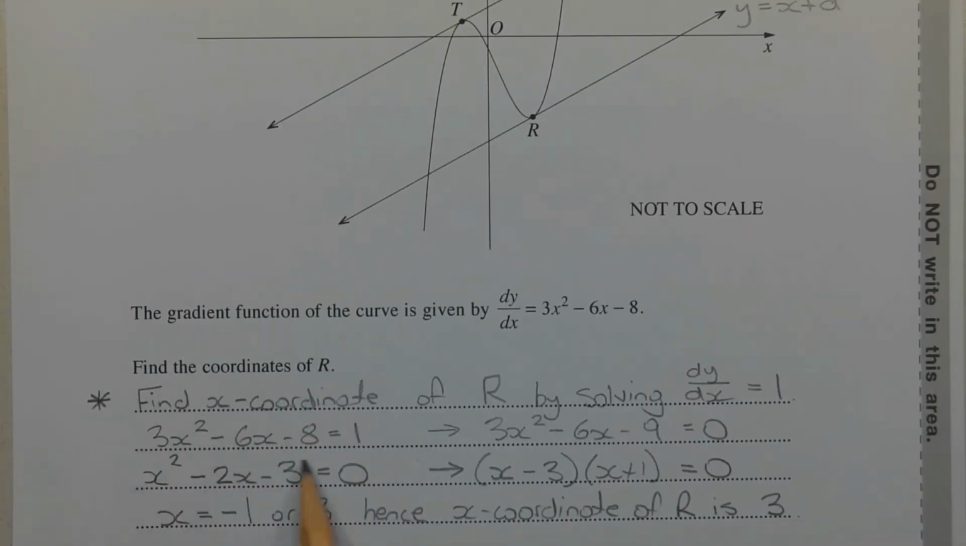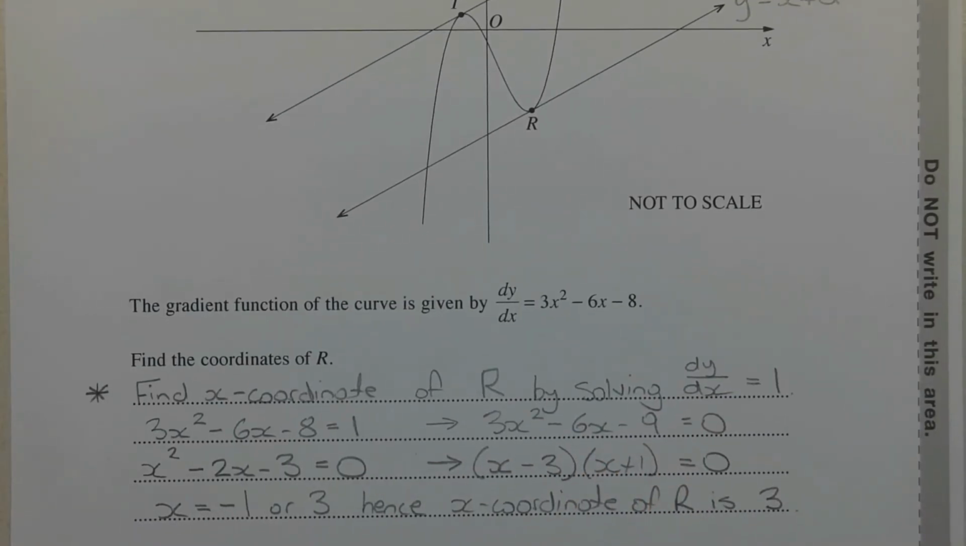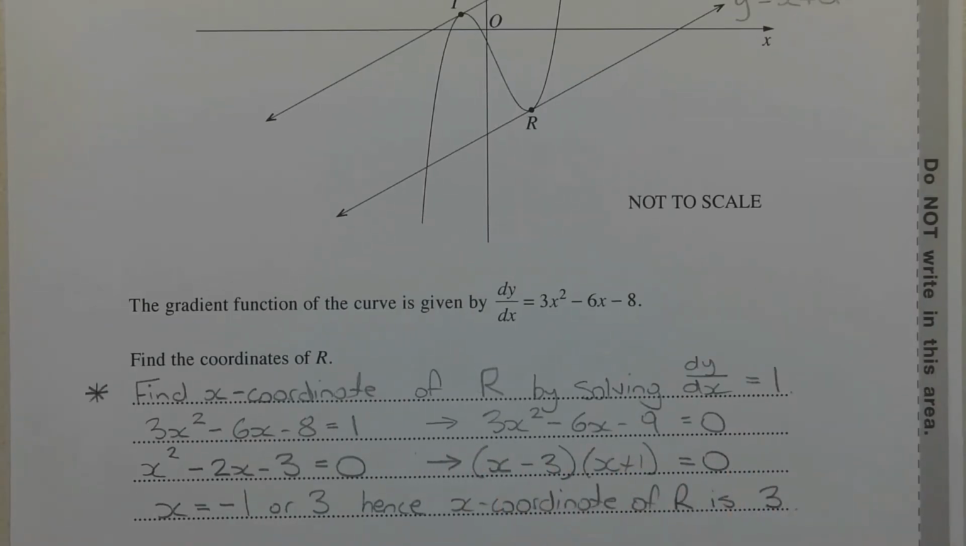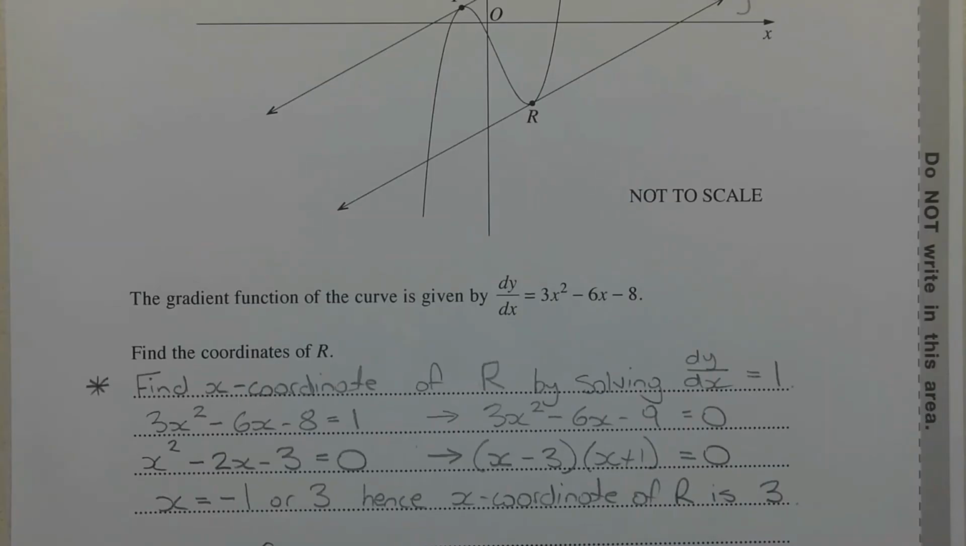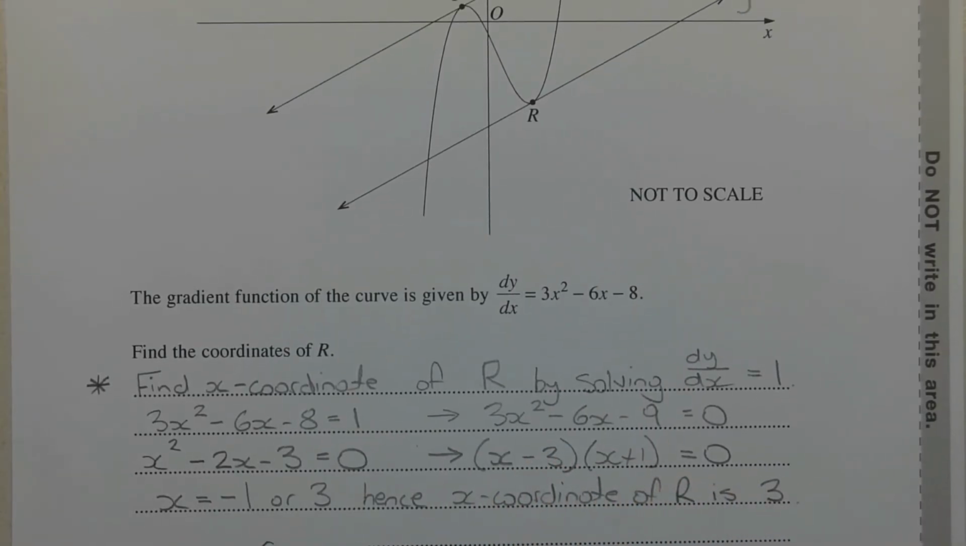So we have a quadratic equation. Let's clean that up by moving the 1 over to the other side. So we have 3x squared minus 6x minus 9 equals 0. Now it's a non-monic quadratic equation, but we can easily turn it into a monic quadratic equation by dividing all terms by 3. So we get x squared minus 2x minus 3 equals 0. And this is factorizable, easy enough. That's (x minus 3)(x plus 1) equals 0.